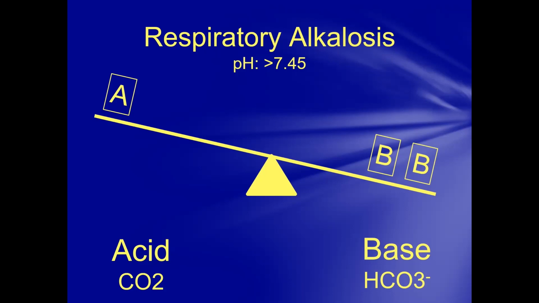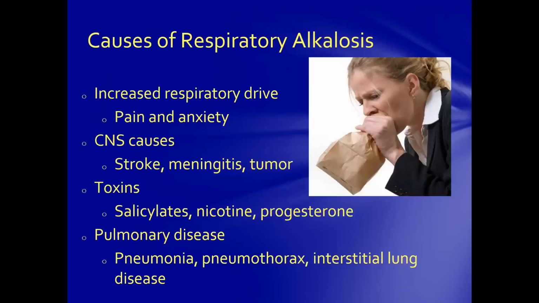Respiratory alkalosis with a pH of greater than 7.45 means that we don't have enough CO2 in our body or enough acid in our body. Therefore, it shifts the pendulum to the basic or alkalotic side. Causes of respiratory alkalosis is an increase in your respiratory drive, generally caused from pain or anxiety. In this instance, you're breathing off too much CO2 or too much acid, and you now offset your balance of acid and base. Other causes are any neuro causes such as stroke, meningitis, or tumors that can alter your respiratory rate.